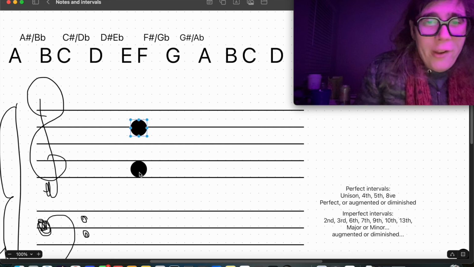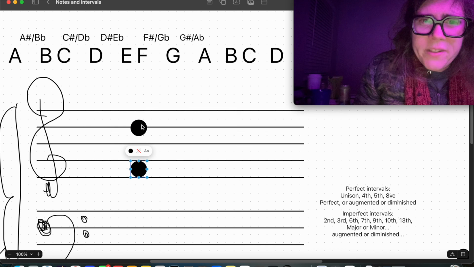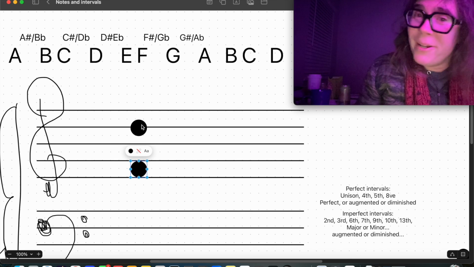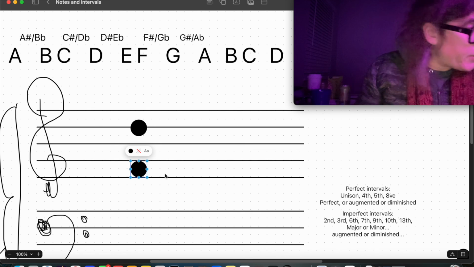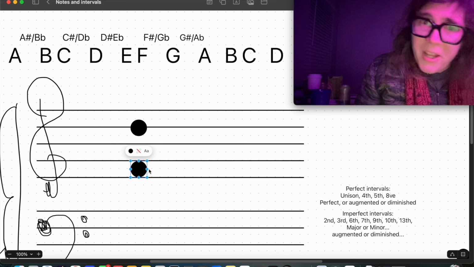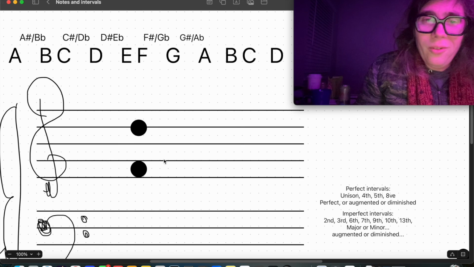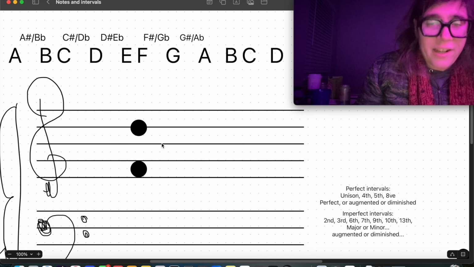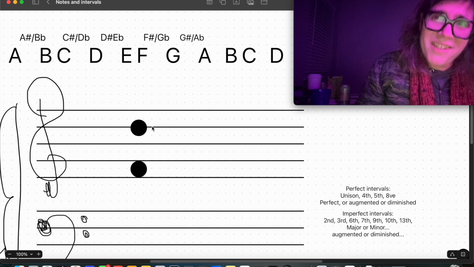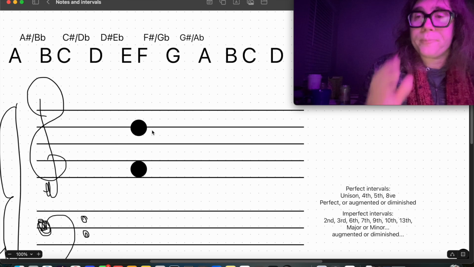Okay, so I have F, and what's this guy up here? It's a D. Let's count it. I'm just going to use my cursor because I'm starting to get yawny. F is 1. Line is 2. Space is 3. Line is 4. Space is 5. Line is 6. Okay.